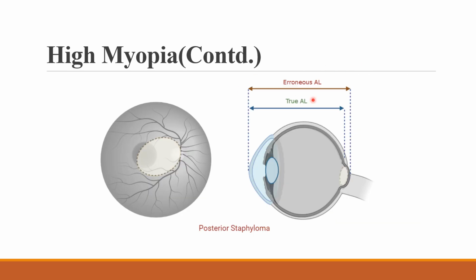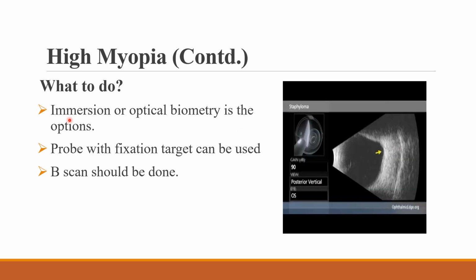In case of high myopia, we get erroneous axial length, and here is the true axial length. Due to posterior staphyloma, we get an extra amount of axial length. What can we do? To overcome this issue, immersion or optical biometry is the option. Probe with fixation target can be used. B-scan should be done.